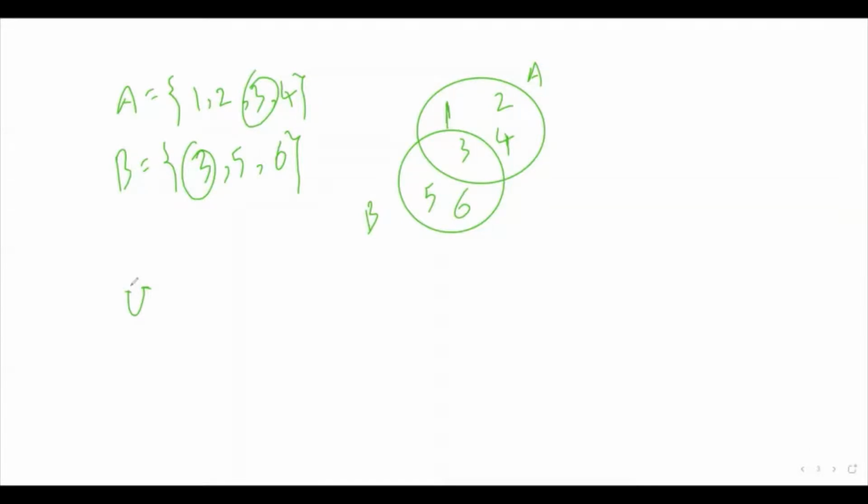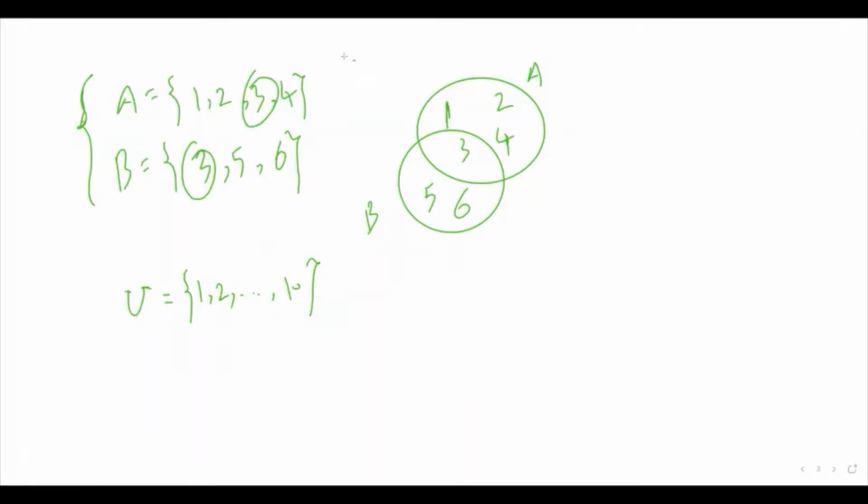So for any particular problem, it's basically the set which contains all the possible elements for that problem. For example, if I define U to be all the integers from 1 to 10, including 1 and 10, and I have sets A and B here, and you ask me to draw the corresponding Venn diagram for this problem, I have to draw the universal set to complete my drawing.